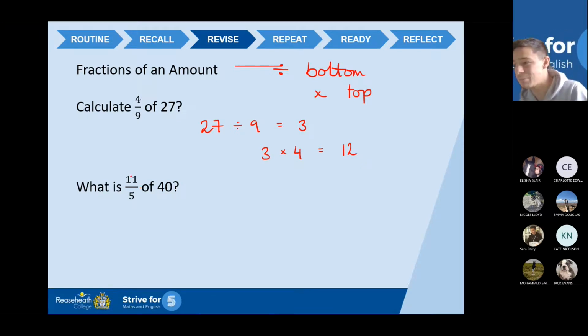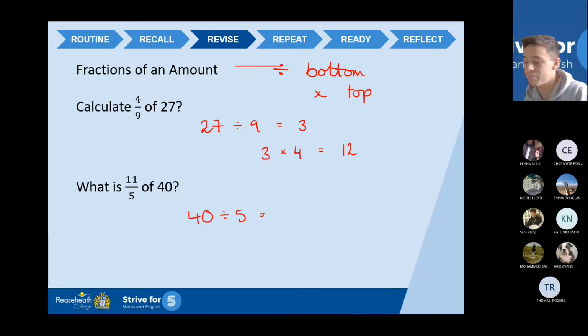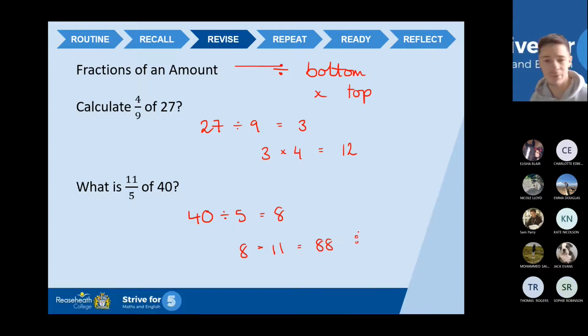And we do the exact same, even if it's a top heavy fraction. Okay, so we take the 40, we divide it by the bottom number, which is 5. We do 40 divided by 5. That gives me 8. And then we times it by the top number, which in this case is 11. 8 times 11 gives me 88. Okay, perfect. Divide by the bottom, times by the top.